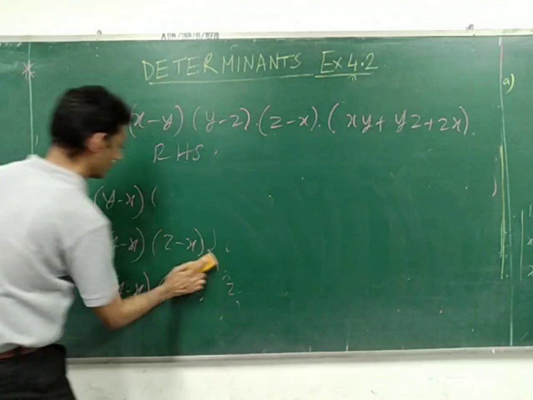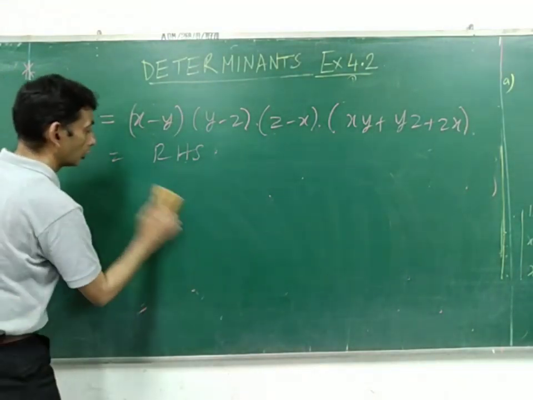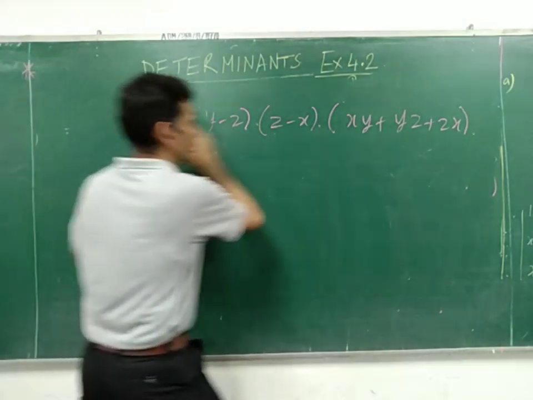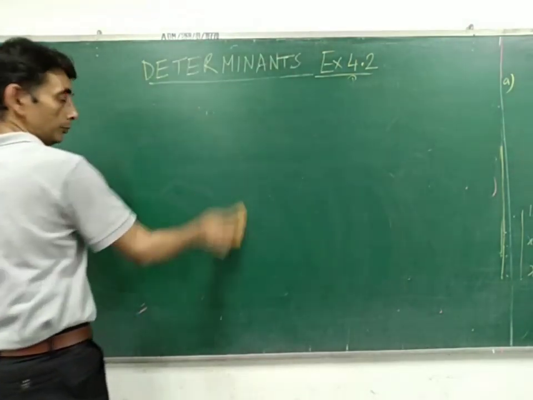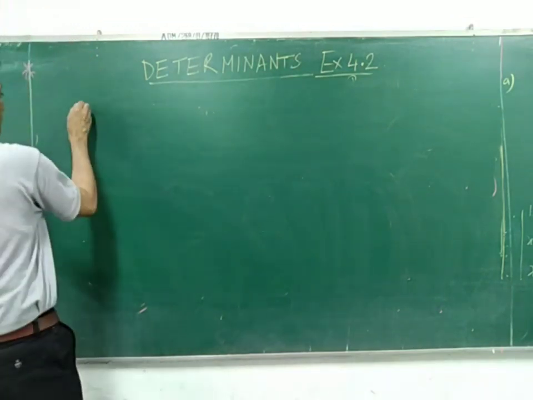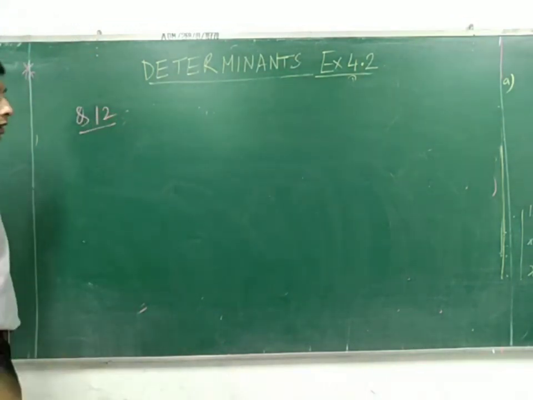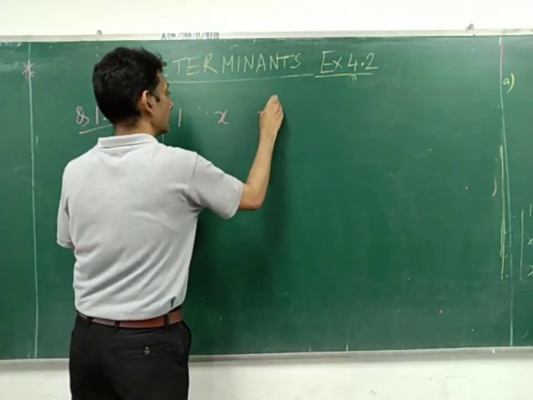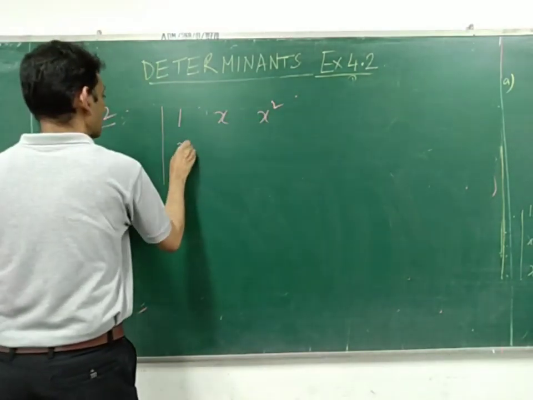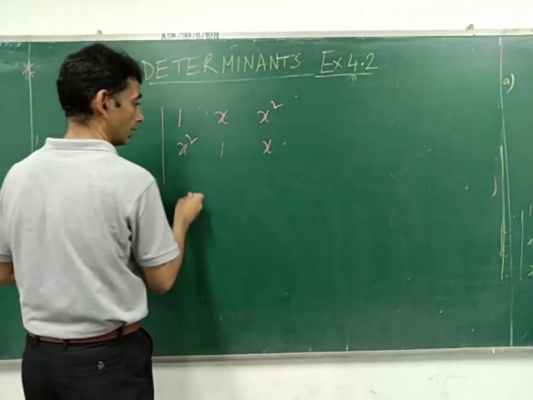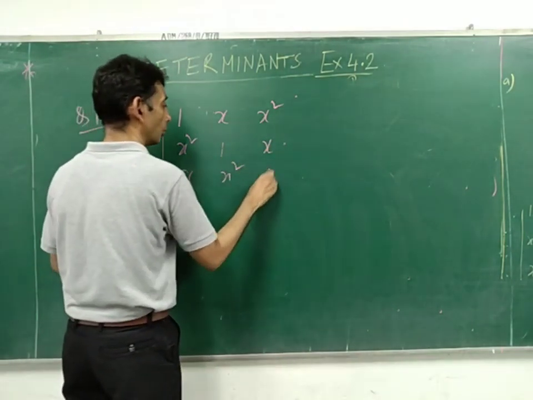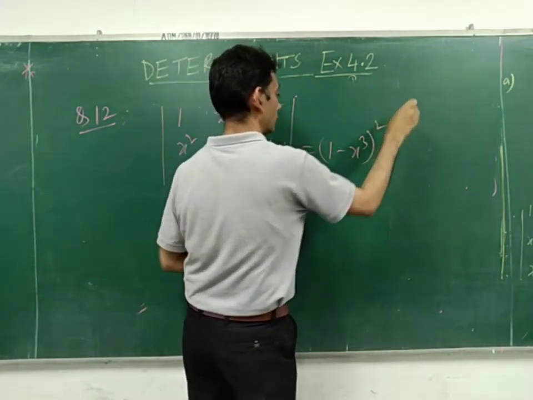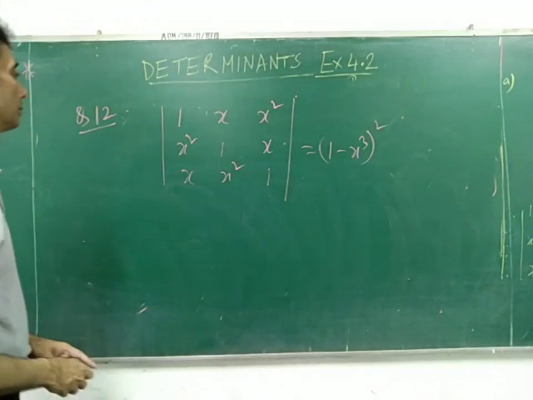Next, we are going to solve one more question from the exercise. This is question number 12. What do you have to prove? Question 12. Prove that the determinant with rows 1, x, x squared; x, x squared, 1; x squared, 1, x is equal to (1 minus x cubed) whole squared. You need to solve this question.